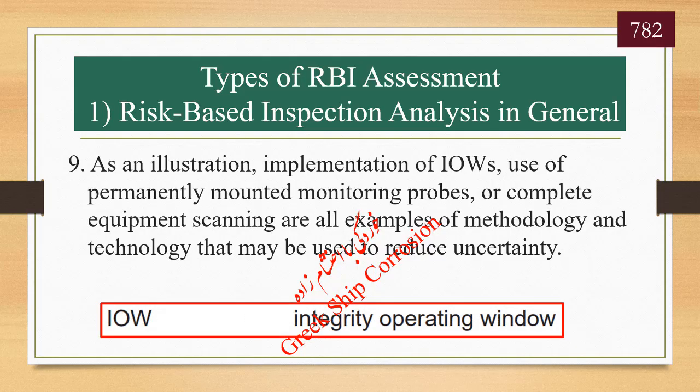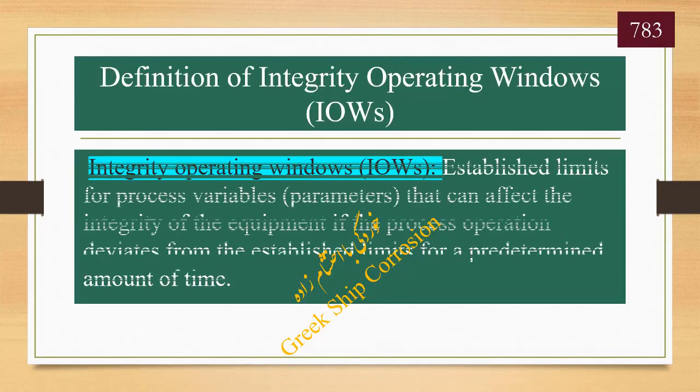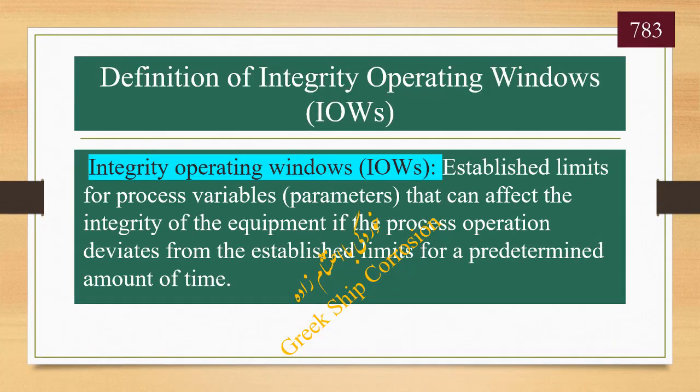IOW stands for Integrity Operating Window. Integrity Operating Windows establish limits for process variables and parameters that can affect the integrity of the equipment if the process operation deviates from the established limits for a predetermined amount of time.